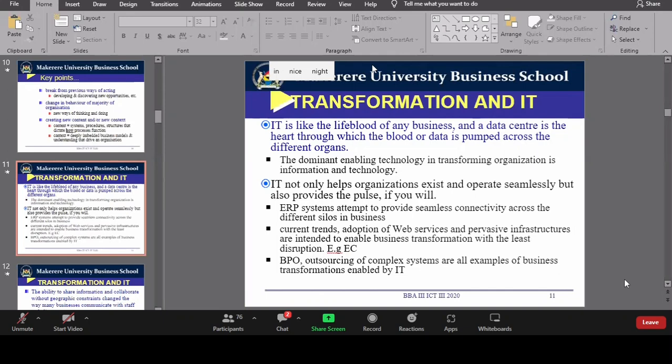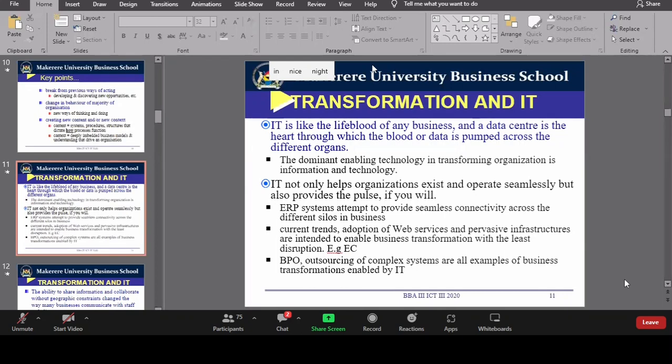It is not just enough for us to have information technology, systems, and that kind of thing. We also have to understand and put in place the different mechanisms that help us to have proper data management in place. If you remember when we were looking at this last week, we said that if there's anything we have to do, we must make sure data is well managed so that decisions are arrived at in the best manner possible. The dominant enabling technology in transforming organizations is information technology. That one we all know.